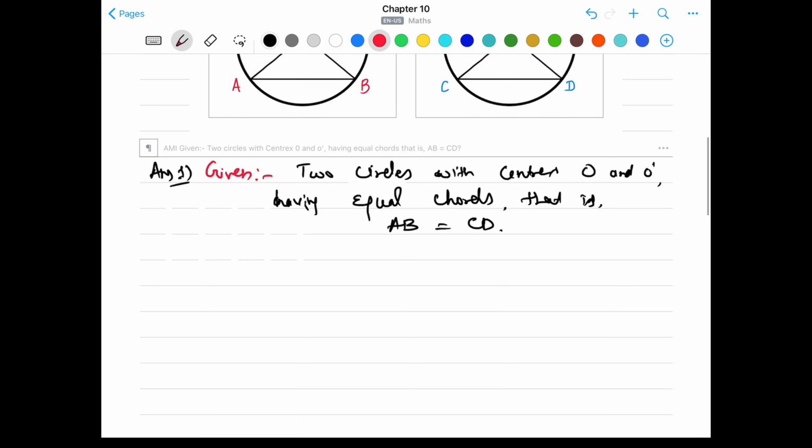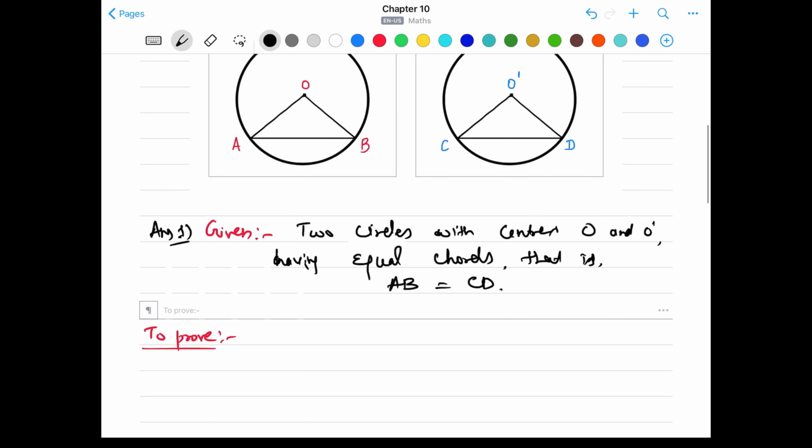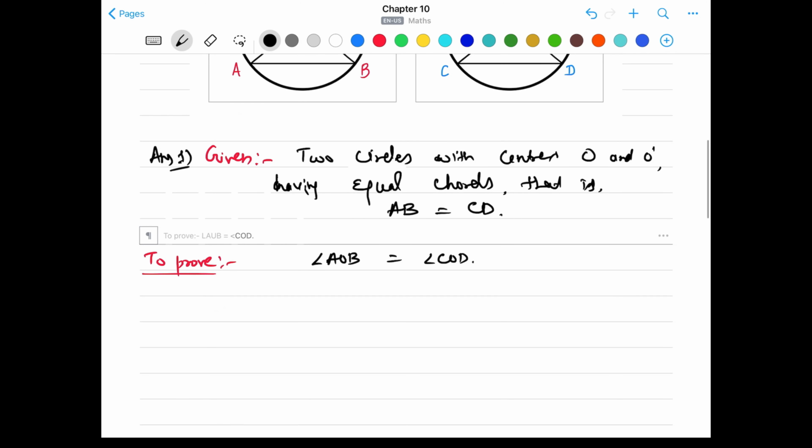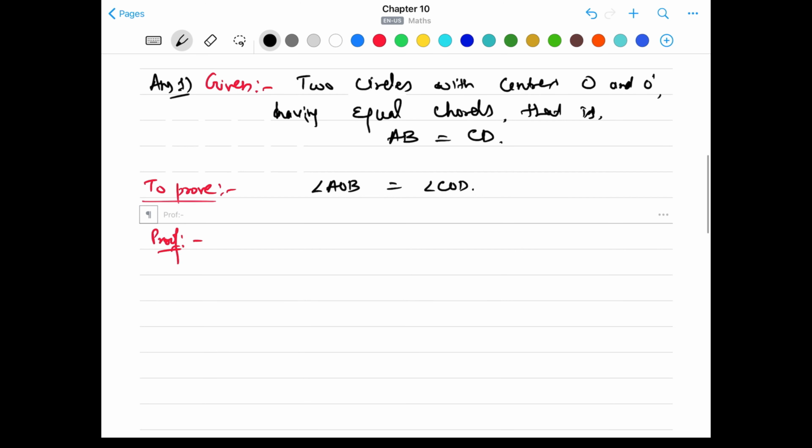What we have to prove here is that the angles subtended by these chords at the center, that is angle AOB and angle COD, are equal. To prove: angle AOB equals angle COD. This is what we have to prove. Now let's start the proof. Again, this is very simple, as it is exactly similar to the proof of theorem 10.1.